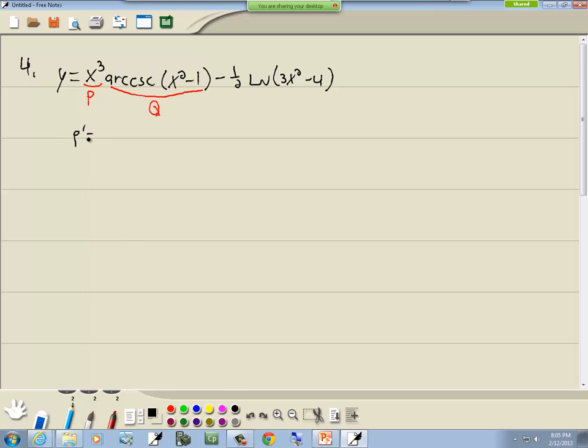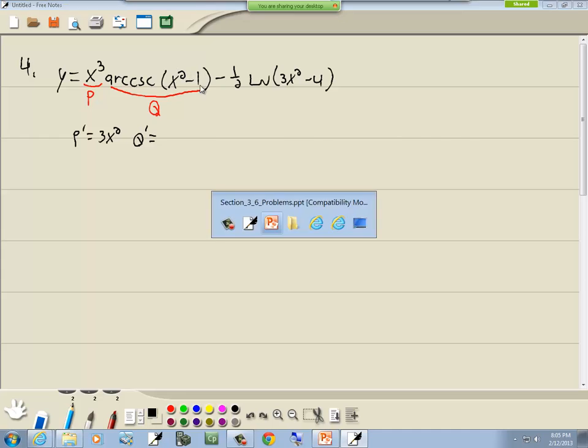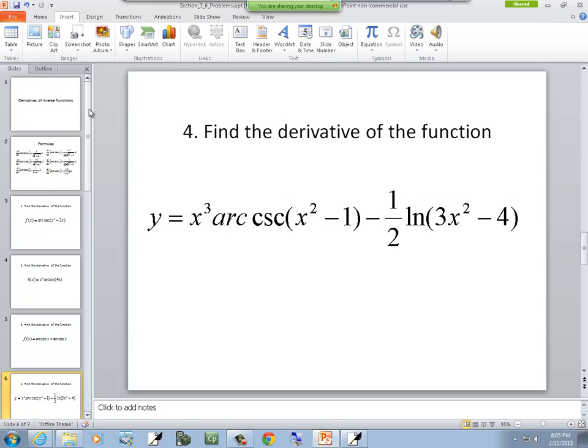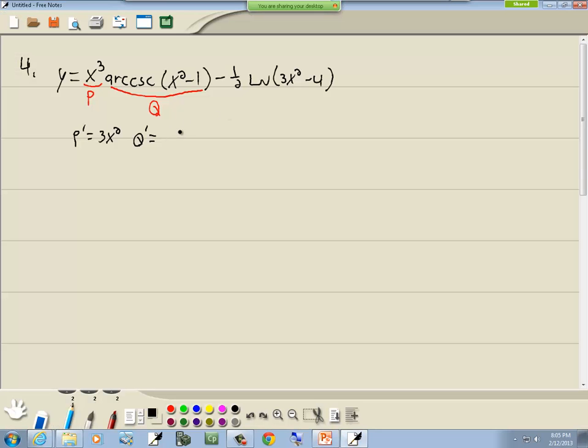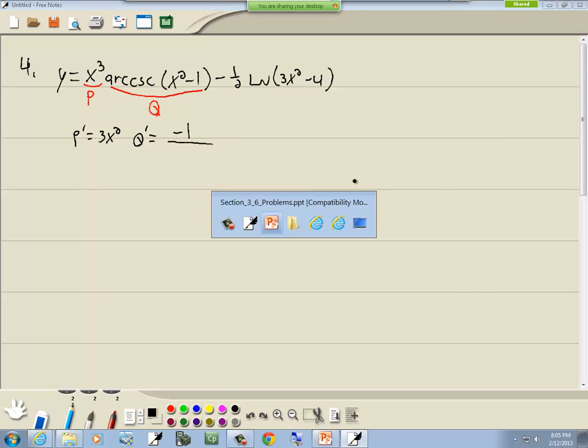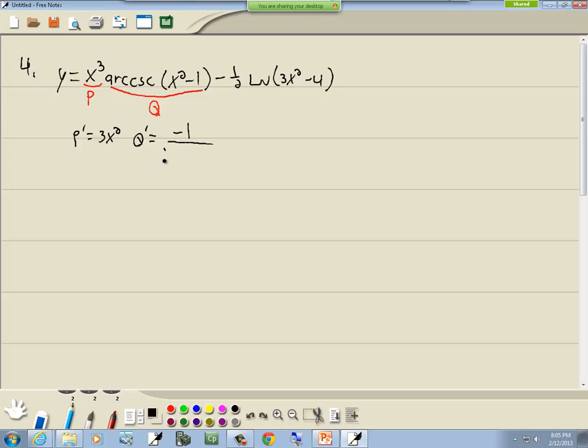For our formula, we need p prime. The derivative of x to the third is 3x squared. And we need q prime, the derivative of arc cosecant. Whatever's inside the parentheses right here is your u, so u is equal to x squared minus 1. Let's go look at our formula for arc cosecant. Arc cosecant is negative 1 over the absolute value of u, the absolute value of x squared minus 1.